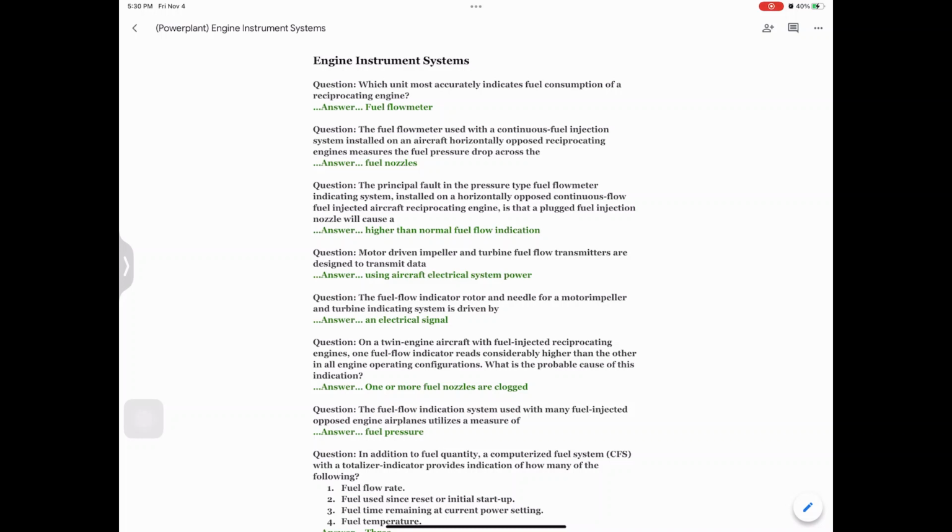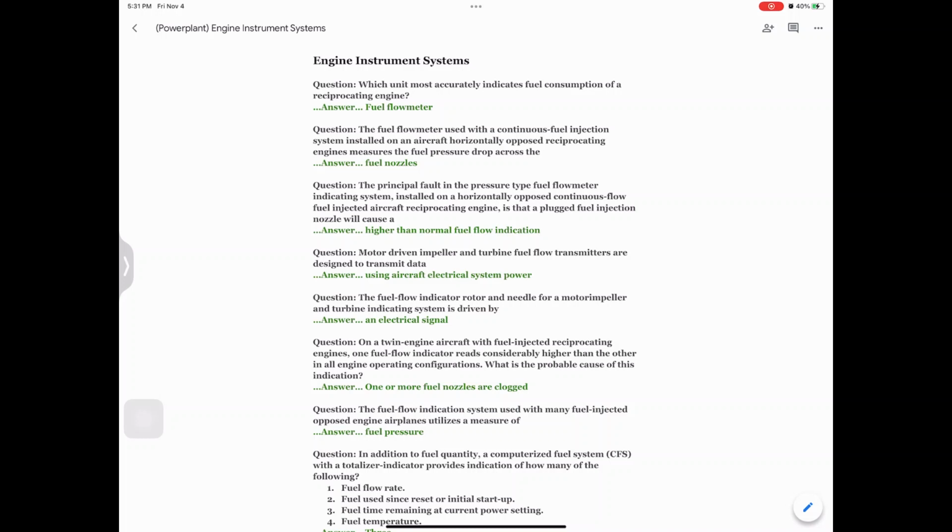Question: the principal fault in the pressure type fuel flow meter indicating system, installed on a horizontally opposed continuous flow fuel injected aircraft reciprocating engine, is that a plugged fuel injection nozzle will cause, answer, higher than normal fuel flow indication. Question: motor-driven impeller and turbine fuel flow transmitters are designed to transmit data, answer, using aircraft electrical system power.